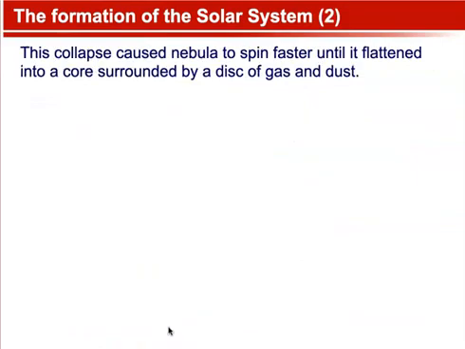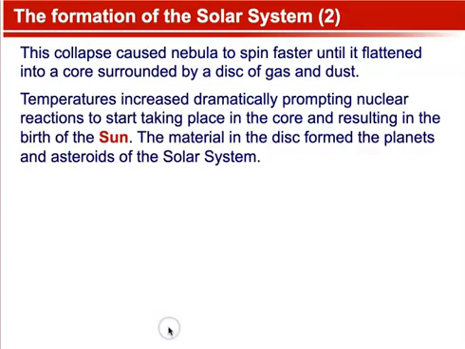This collapse caused the nebula to spin faster until it flattened into a core surrounded by a disk of gas and dust. Temperatures increased dramatically, prompting nuclear reactions to start taking place in the core and resulting in the birth of the sun. The material in the disk formed the planets and asteroids of the solar system.